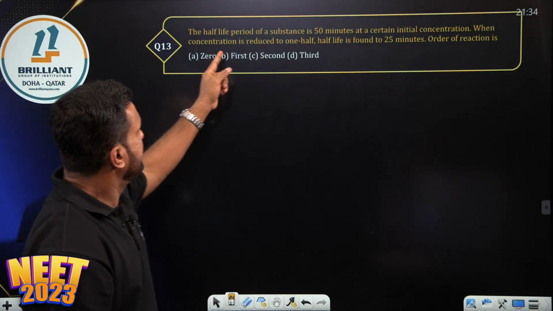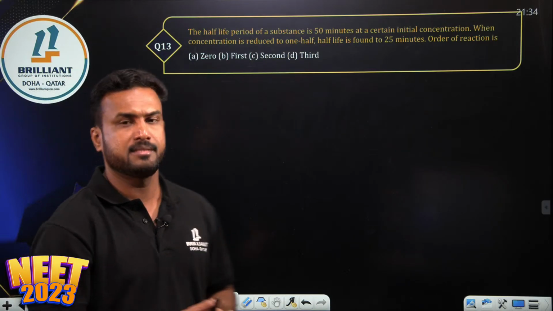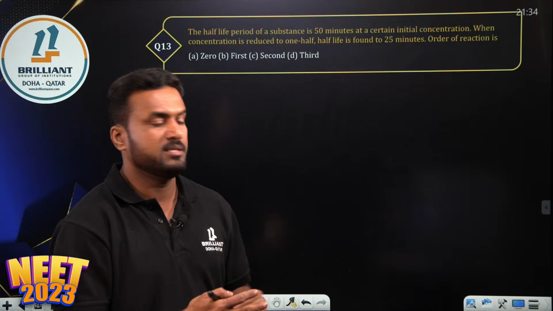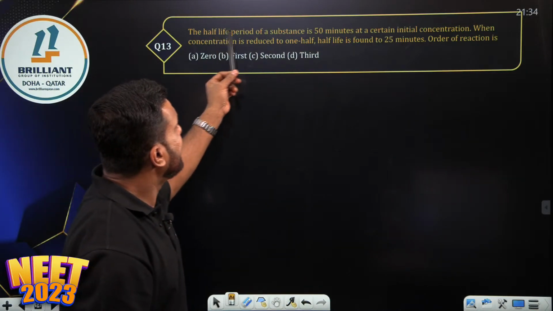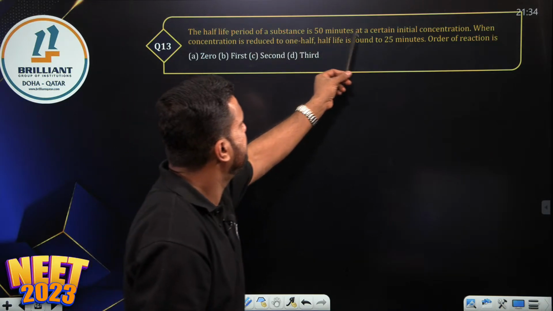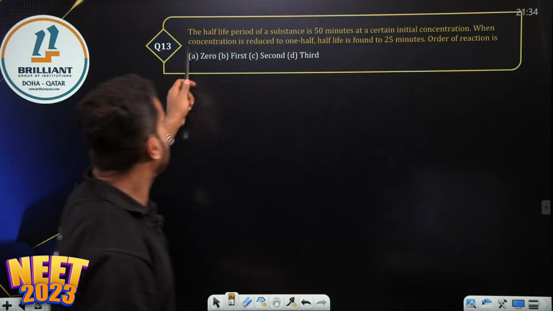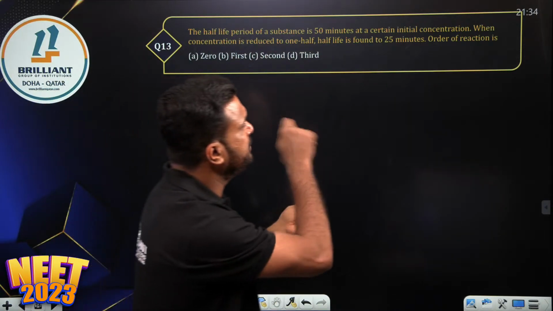Now we will go to question number 30. The half-life period of a substance is 50 minutes. Yeah, this is a different type of question. Listen carefully. This type of questions was also there in the previous NEET paper. The half-life period of a substance is 50 minutes at a certain initial concentration. When the concentration is reduced to 1/2, half-life is found to be 20 minutes.